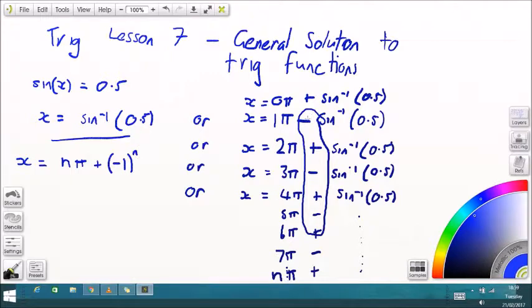Right, so we're going to write this as n pi for any value of n, which is an integer. And then we're going to do this negative 1 to the power of n thing. When n is 0, negative 1 to the power of 0 is 1. Negative 1 to the power of 1 is negative 1. Negative 1 to the power of 2 is positive 1. Negative 1 to the power of 3 is negative 1. So it just goes 1, minus 1, 1, minus 1. And that just makes it a plus, negative, plus, negative.